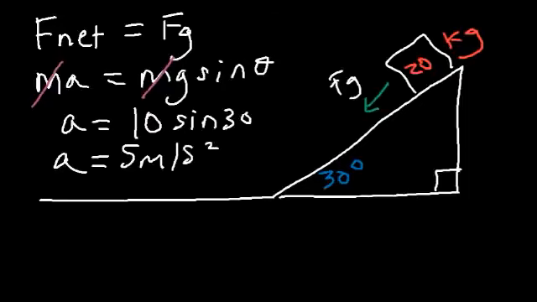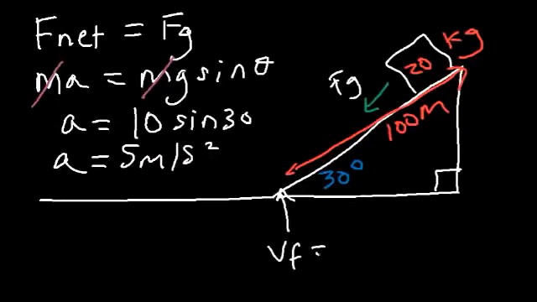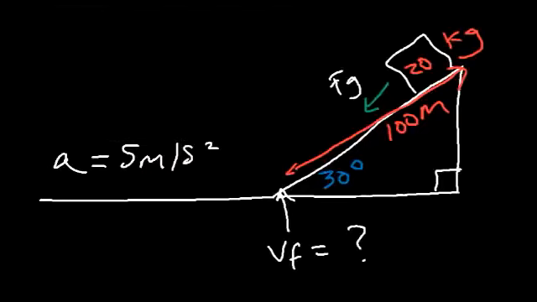Now let's say the length of the incline is about 100 meters long. What is the final velocity once the block slides down to the end of the incline? What's the final velocity at this point? So what equations would you use to figure that out? So we know what the initial velocity is. We're going to assume that the block accelerates down the incline from rest. So the initial speed is 0.